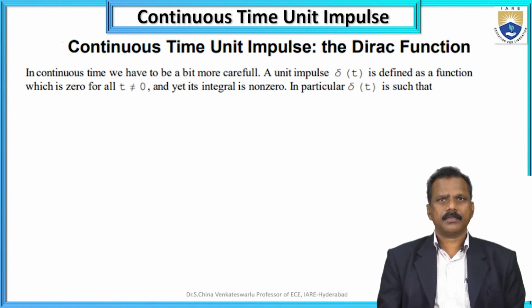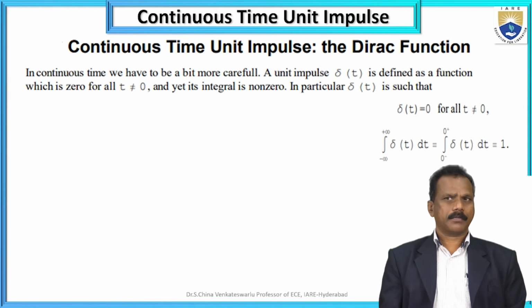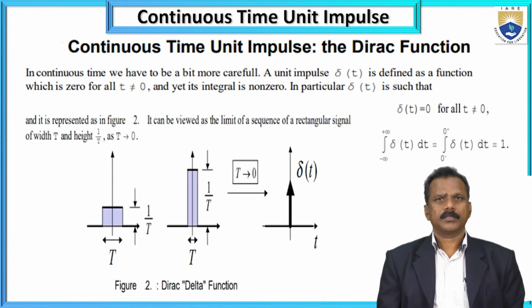Otherwise, if it is continuous time, the unit impulse delta of t is a function such that delta of t is equal to 0 for all t not equal to 0, so that the integral from minus infinity to plus infinity of delta of t dt is equal to 1, and it is represented as the Dirac delta function.